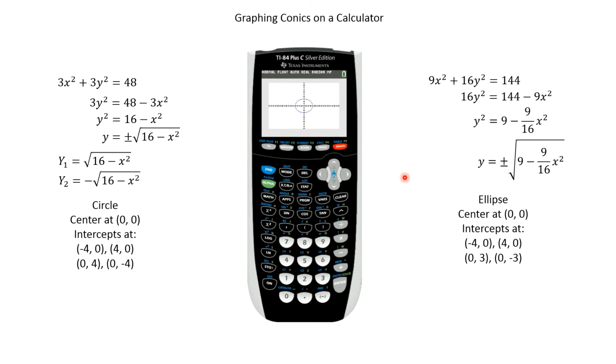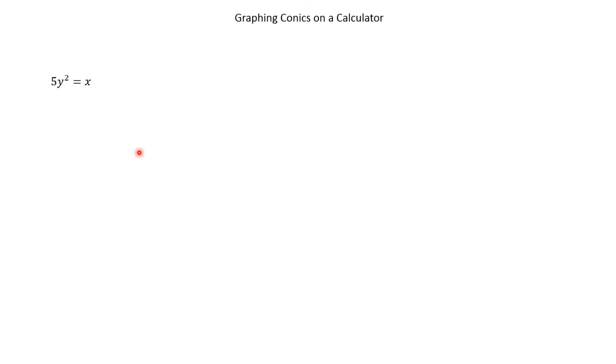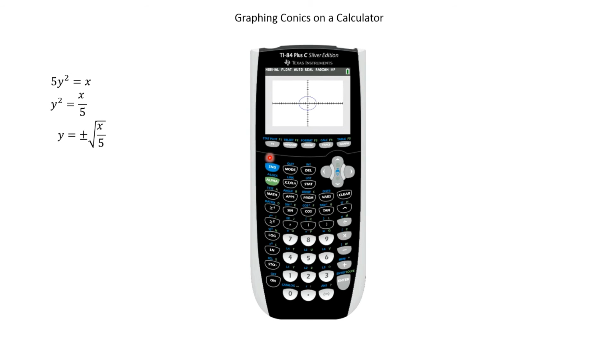Moving on to another conic section. 5y squared equals x. We solve for y, so we can divide by 5. Square root both sides. Get y equals plus or minus the square root of x over 5. And we can graph it.